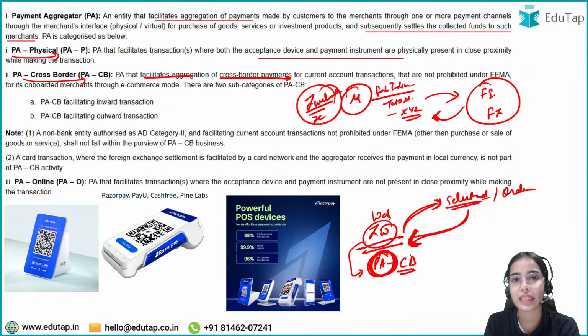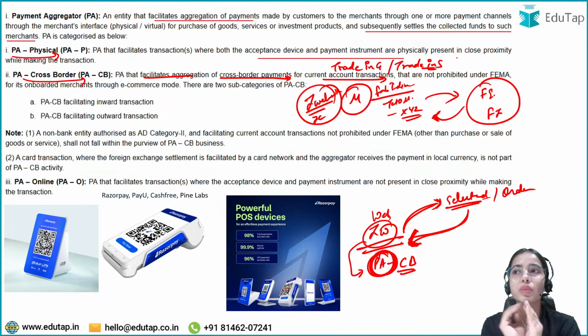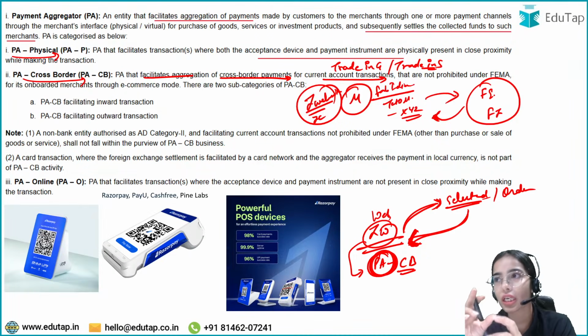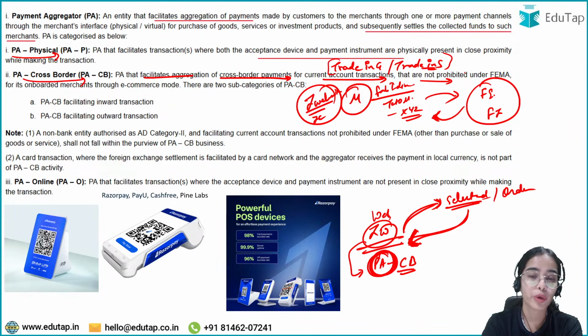It facilitates the collection of cross-border payments for current account transactions, for the trade in goods, for the trade in services and such. Let's say from the Indian website some consultancy services are taken, and on the Indian website itself the payment happens through the payment aggregator process. So it facilitates the collection, the aggregation of cross-border payments for the trade in goods and trade in services that are not prohibited under the Foreign Exchange Management Act. So this is the idea.